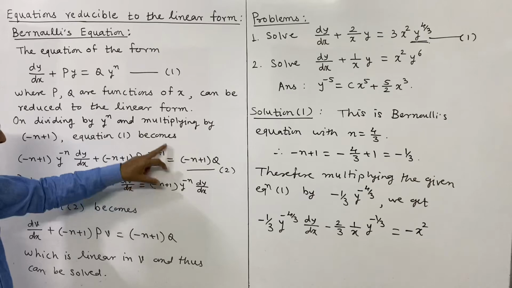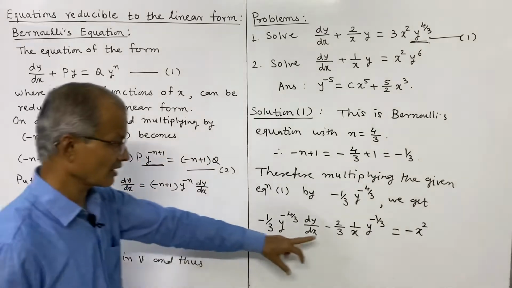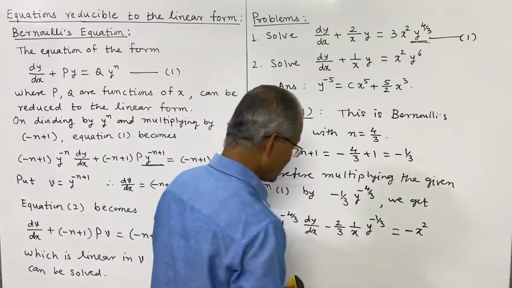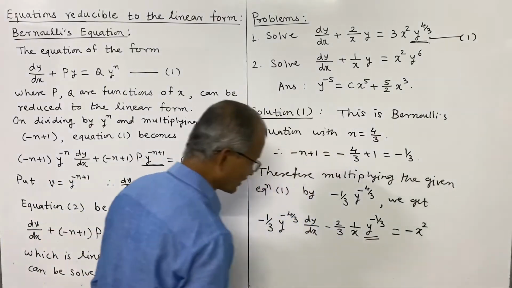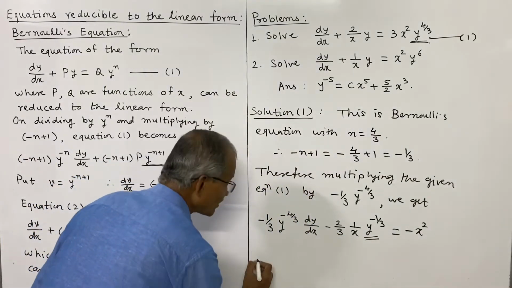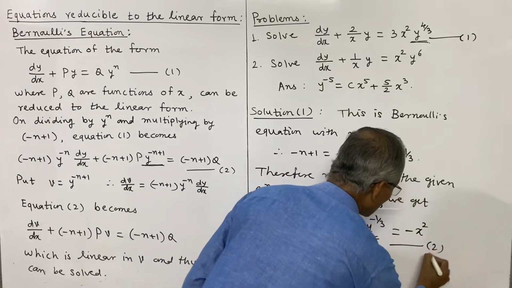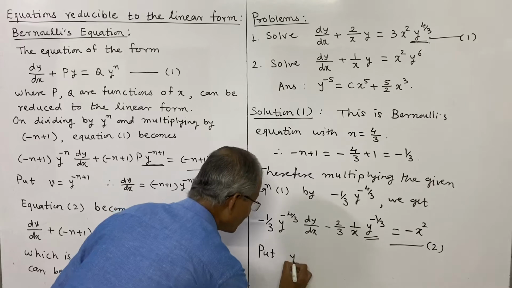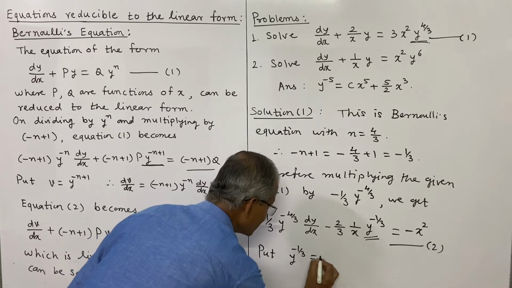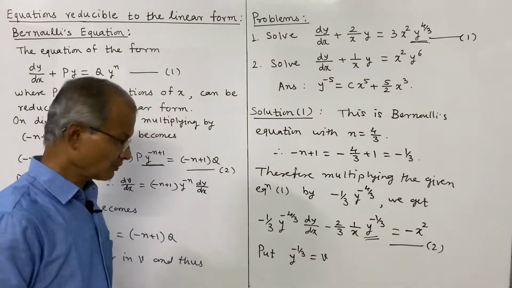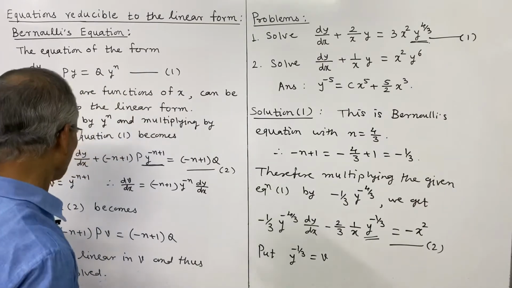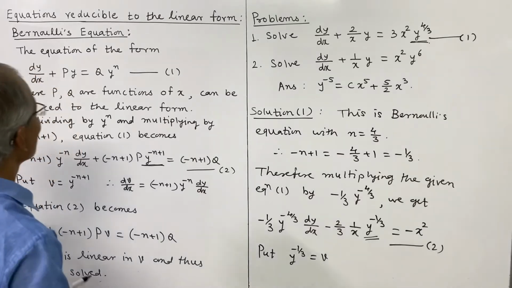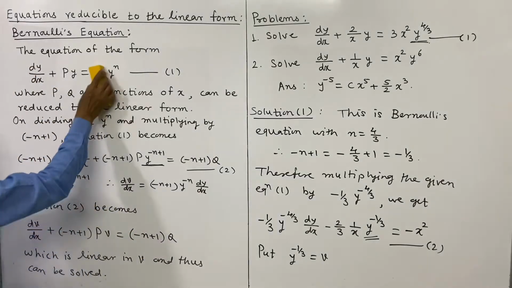So what is the substitution here we have written? Substitution is for the term of y in the second term, not the first but second. So this is the substitution to be selected. So we put, or we suppose this as second, put y to the power minus 1 by 3 is equal to v. Now differentiate both sides with respect to x, and then what we shall get.